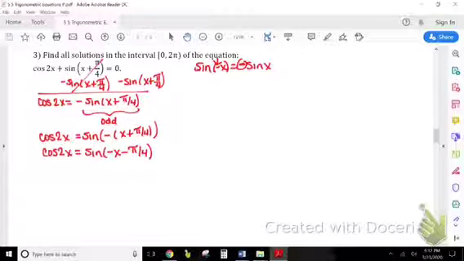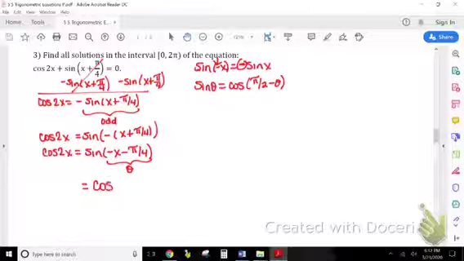Now, how do we get from sine to cosine? Remember, this is sine of an angle, so this is our theta. There's a rule that says that sine of theta is equal to cosine of pi over 2 minus theta. So sine of our theta here is the same as cosine of pi over 2 minus theta. But what do we have instead of theta? We have a negative x minus pi over 4 there.